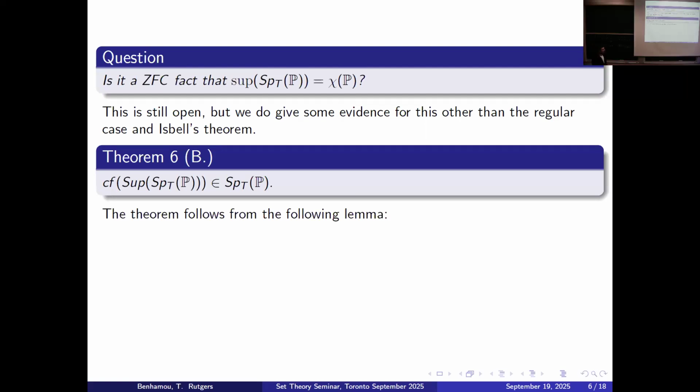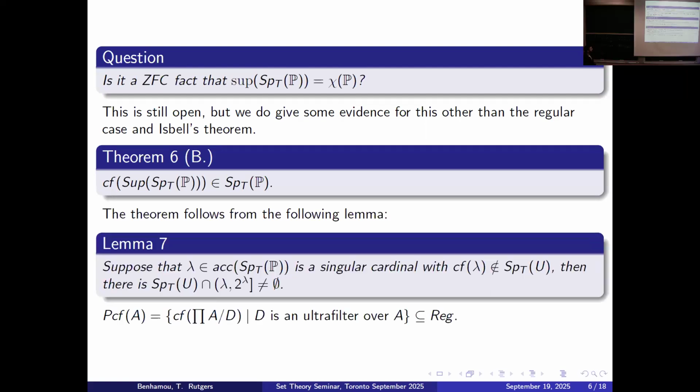And okay, so let's prove the theorem. The theorem follows from the following lemma. The lemma shows that if lambda is an accumulation point of the spectrum, and it's a singular cardinal whose cofinality is not in the spectrum, then you can produce something above lambda in the spectrum. So it's not going to be the max, the sup, right? So this is what it says. If lambda is an accumulation point of the spectrum, and it's a singular cardinal, and the cofinality of lambda is not in the spectrum, so it doesn't satisfy this conclusion, then you can produce a new point in the spectrum. So definitely the supremum doesn't satisfy that. So you get the theorem.